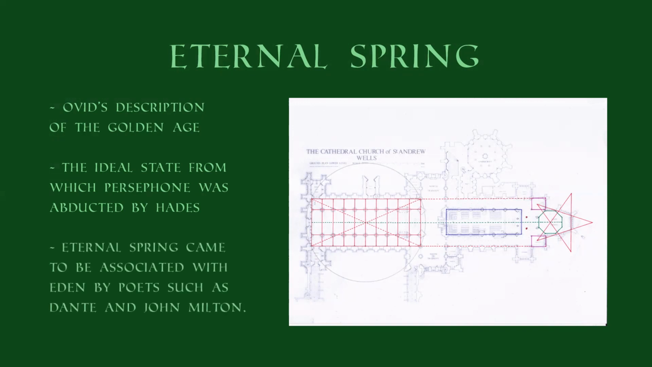Now, this idea of eternal spring came to be associated with Eden, the Christian idea of Eden, with poets such as Dante and John Milton. So, for instance, in Dante's Divine Comedy, when he first reaches Eden, the first person he meets is a woman called Matilda, whom he associates with Persephone in eternal spring.